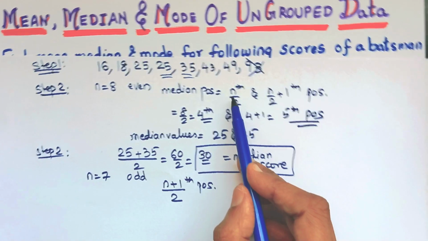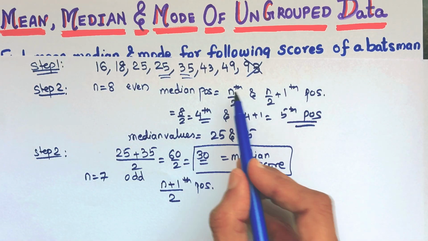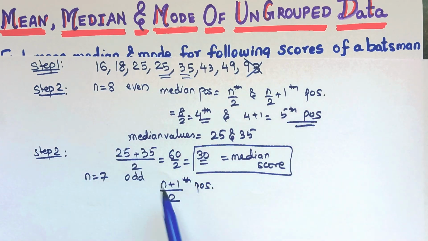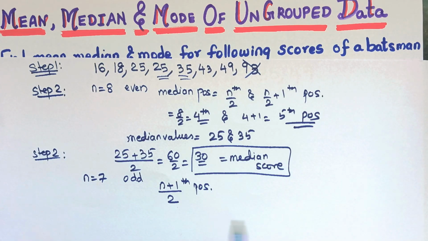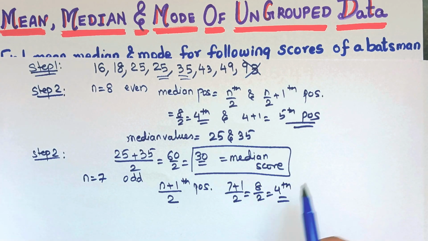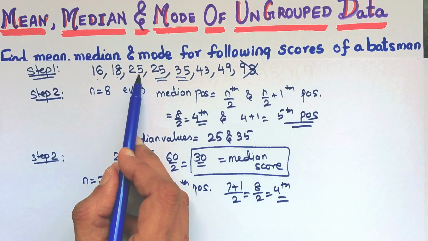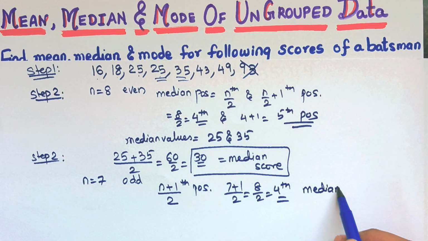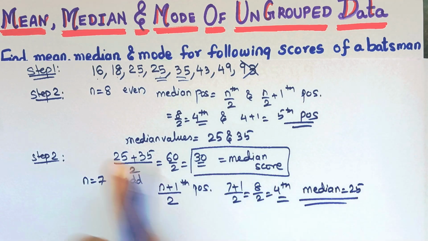Now be very careful. Here you have to first divide n by 2 and then add 1 when n is even. But when n is odd, you need to first add 1 and then divide by 2. So it will be 7 plus 1 divided by 2, 8 by 2, which is the 4th position. So what is the 4th position? 1, 2, 3, 4. Yes. So in that case my median will be 25. So here we have covered both the cases. I hope you got this.